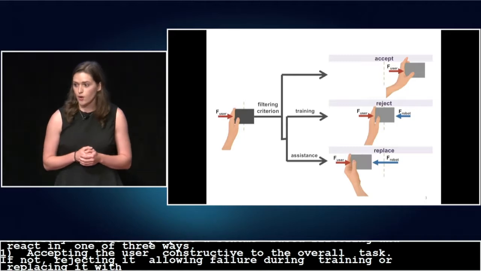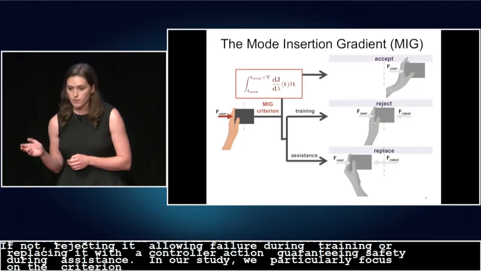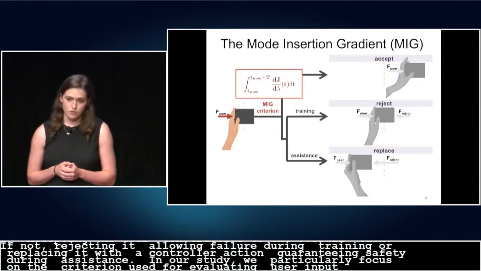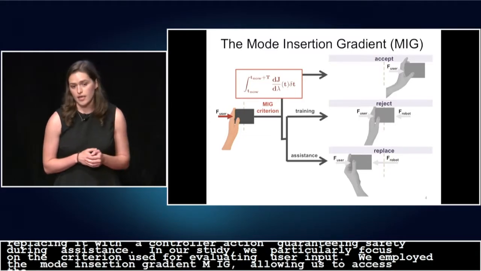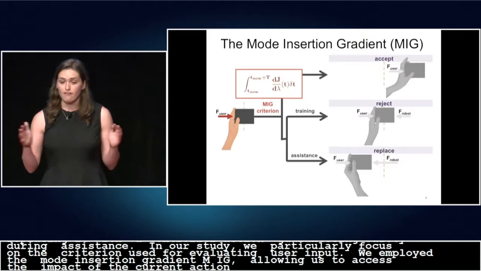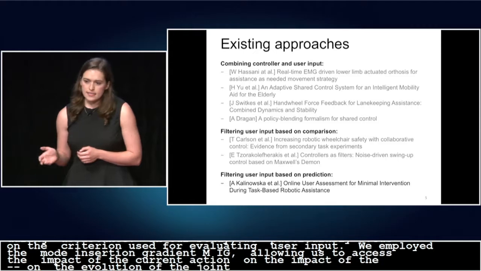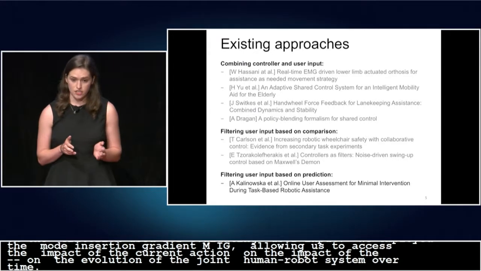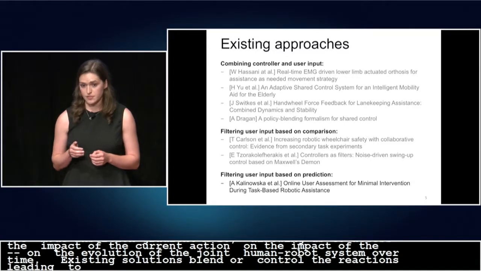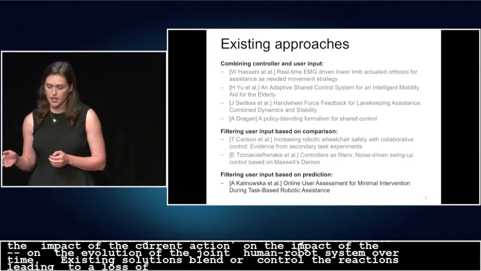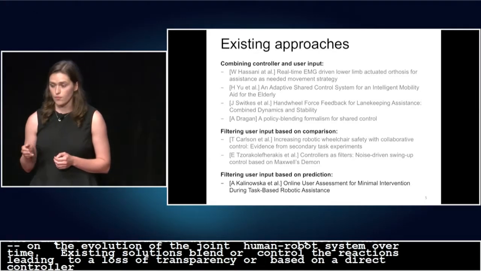In our study, we particularly focus on the criterion used for evaluating user input. We employed the mode insertion gradient, a tool from hybrid control theory that allows us to assess the impact of a current action on the evolution of the joint human-robot system over time. Existing solutions either blend user and controller actions, leading to a loss of transparency, or they filter user inputs based on a direct comparison with controller actions, sometimes limiting the user's approach to a task simply because it doesn't align with the controller strategy.